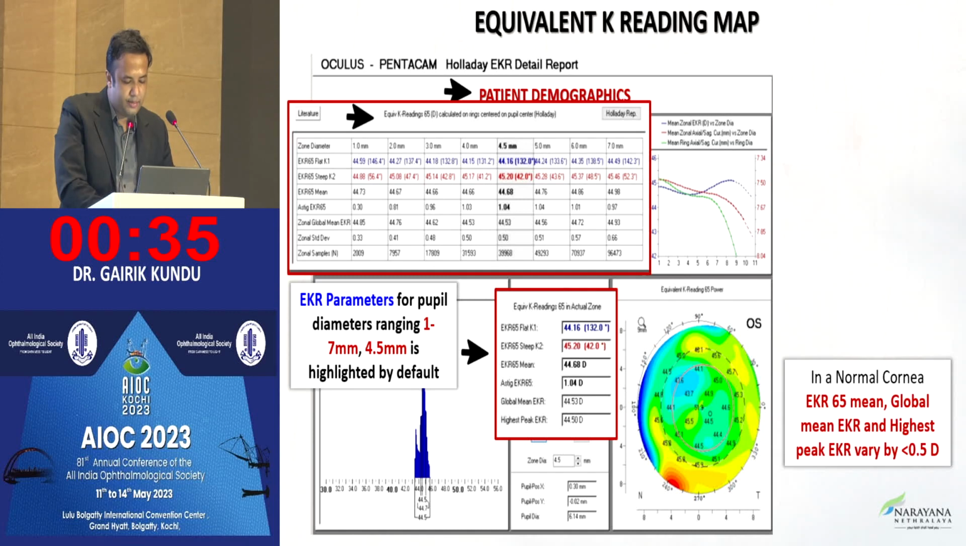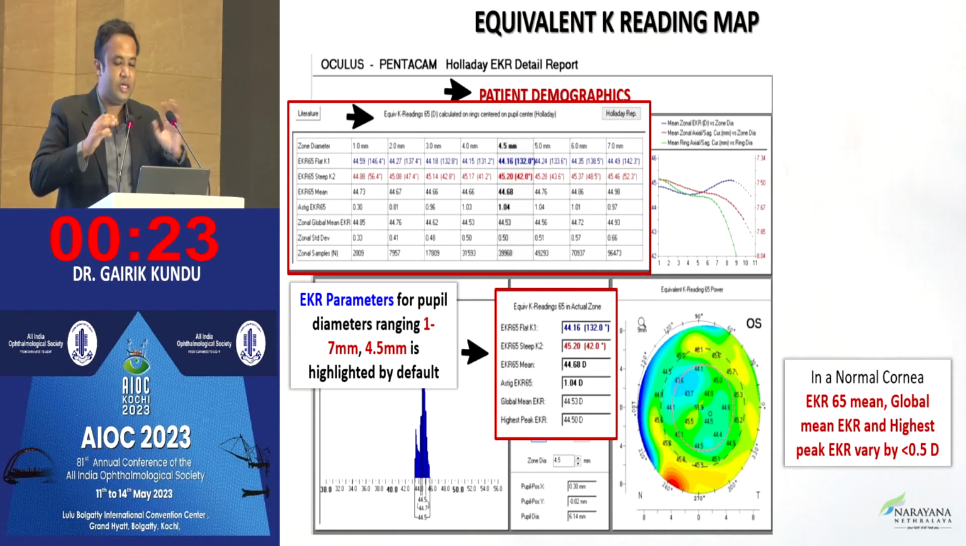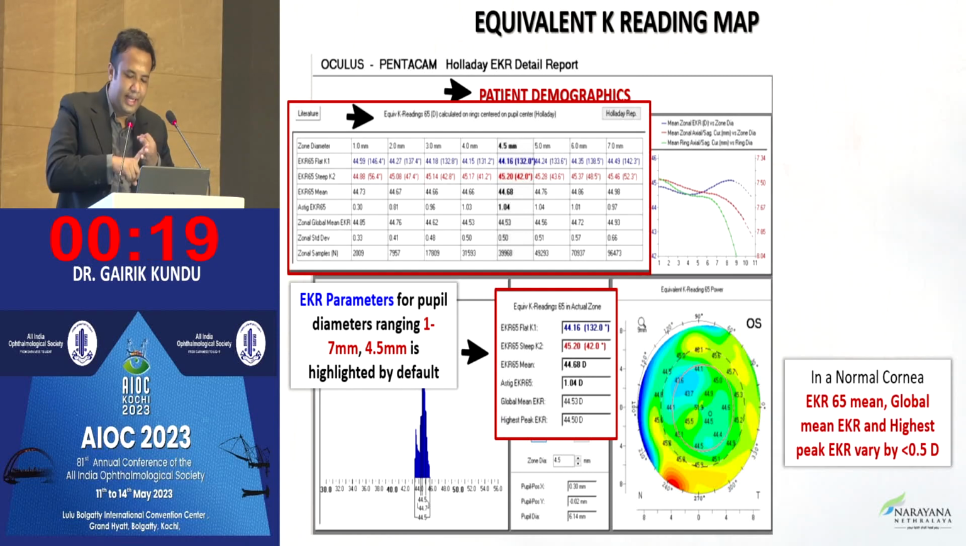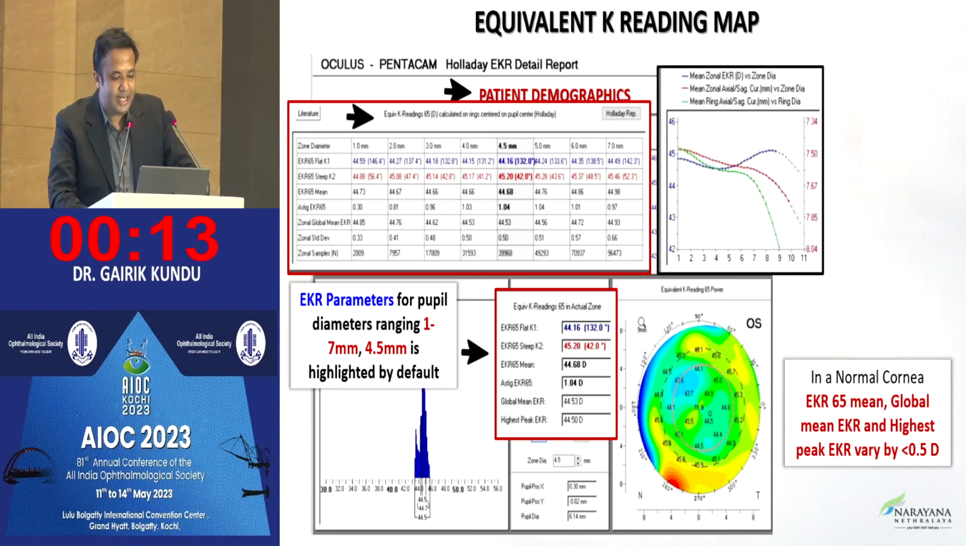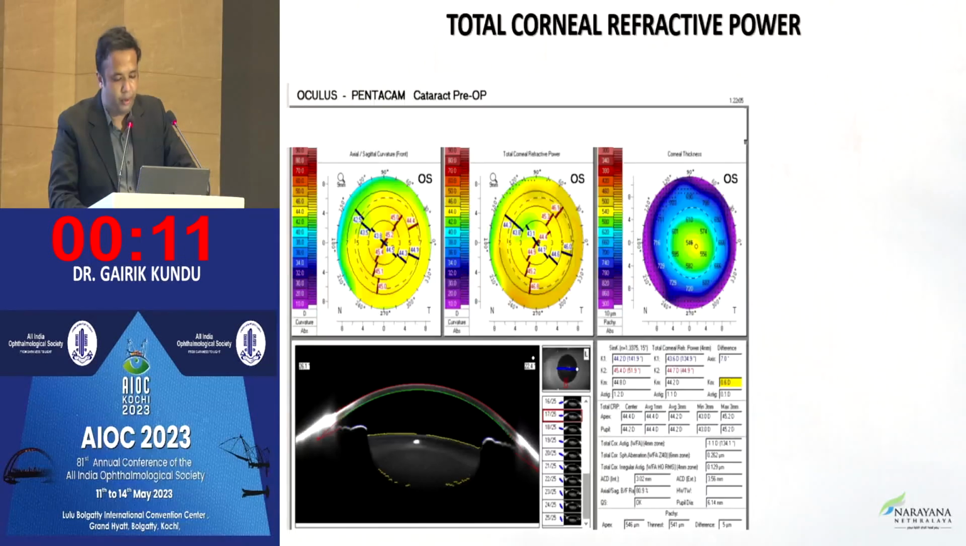to summarize, there are some other aspects of values which are seen. There's something known as EKR 65, which is actually 65% of the mean values. There is something which is known as the global mean EKR, which gives you an average of the EKR. So what happens is, in a regular cornea, the mean EKR as well as the EKR 65 generally tend to be almost or very less than 0.5 diopters, and that is what is important in these cases.